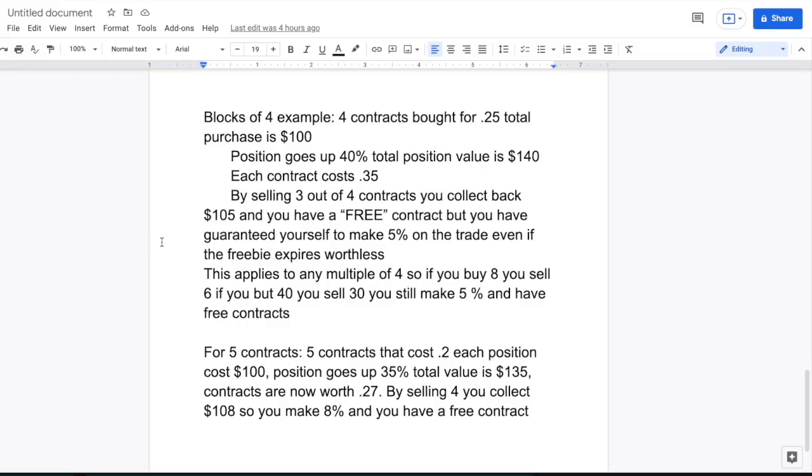But for 5 contracts, let's just say those 5 contracts cost 20 cents each. The position value again is $100. The position goes up by 35%. The total value is now $135. The contracts are now worth 27 cents versus being worth 20 cents before. Now, by selling 4 contracts, you collect $108 versus the 100 that you put into the trade. So you make 8% of that 10%, or 0.8% of your total portfolio, and you now have a free contract again.